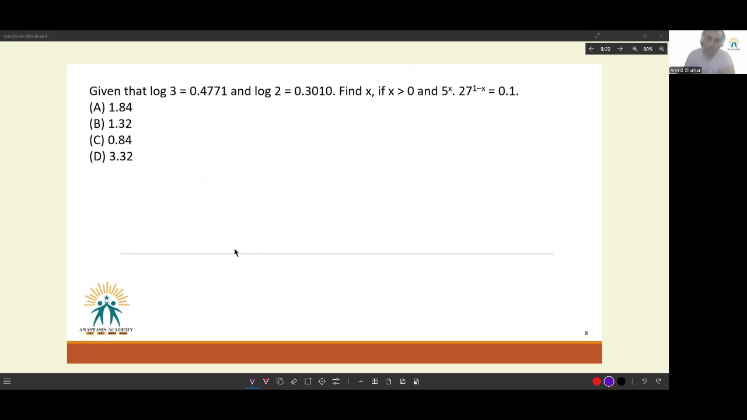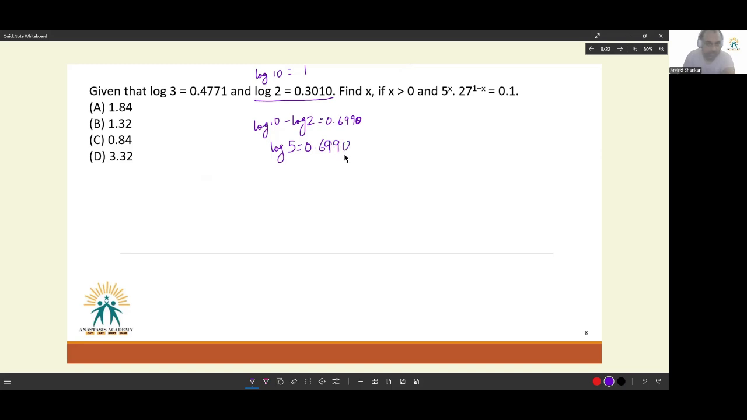given that log 3 is equal to 0.4771 and log 2 is equal to 0.3010, find x if x is greater than 0 and 5 raised to the power x into 27 raised to the power 1 minus x is equal to 0.01. Now if log 2 is equal to this, we know log 10 is equal to 1. So log 10 minus log 2 will be 0.6990.